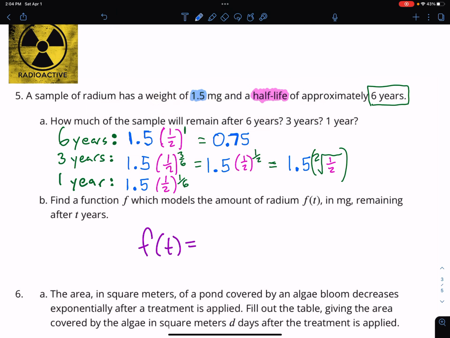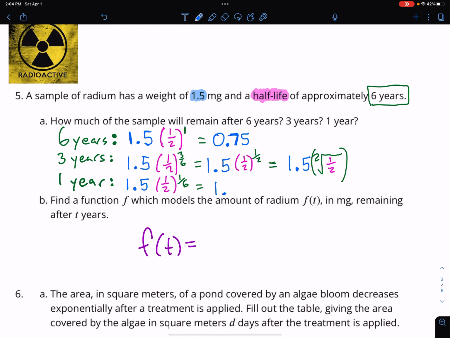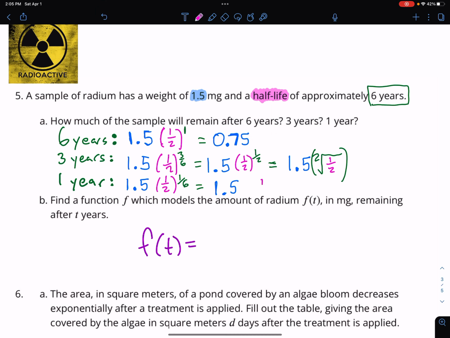Which color do we want? We're going to grab green. We're going to simplify. Okay, now we're just going to convert it to a radical. We don't need to simplify that fraction anymore. We got the 1.5 milligrams was the original weight. And we're going to take this 1/2 and convert it to a radical.